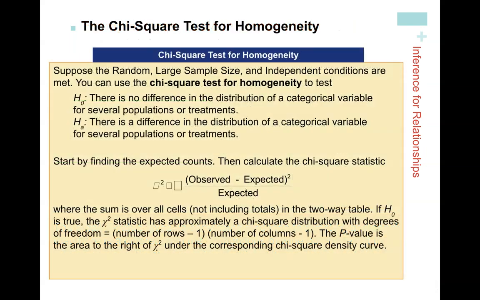Let me go back to that if you want to write that down. So chi-squared is equal to sigma of observed minus expected quantity squared over expected. Okay, let me pause the video and go ahead and take a look at that.